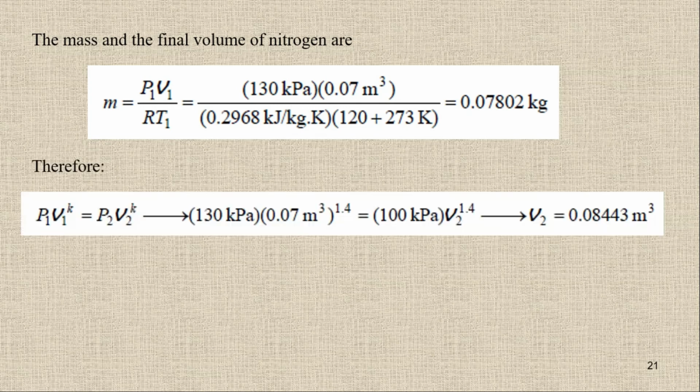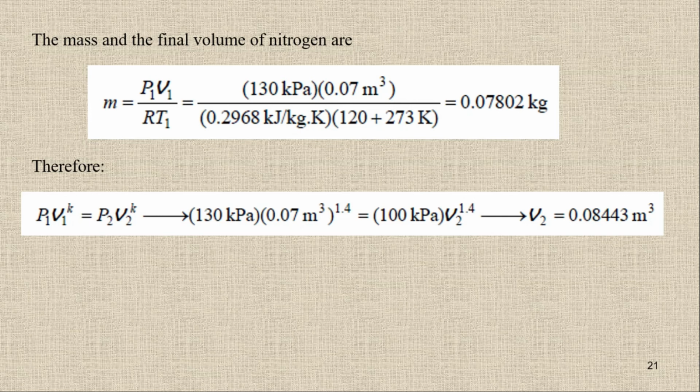Again, using the same formula, I'm going to find V2. I can use m is equal to P2 V2 upon R T2, but the problem is I don't know T2, so I cannot find V2 this way. Rather, I'm going to use the formula for the polytropic process, which is P1 V1 power n is equal to P2 V2 power n. Because n is equal to k, I'm replacing it with P1 V1 power k is equal to P2 V2 power k.